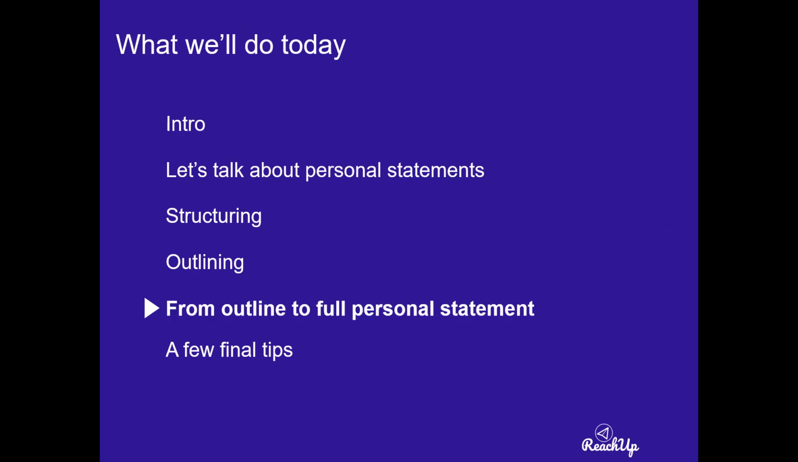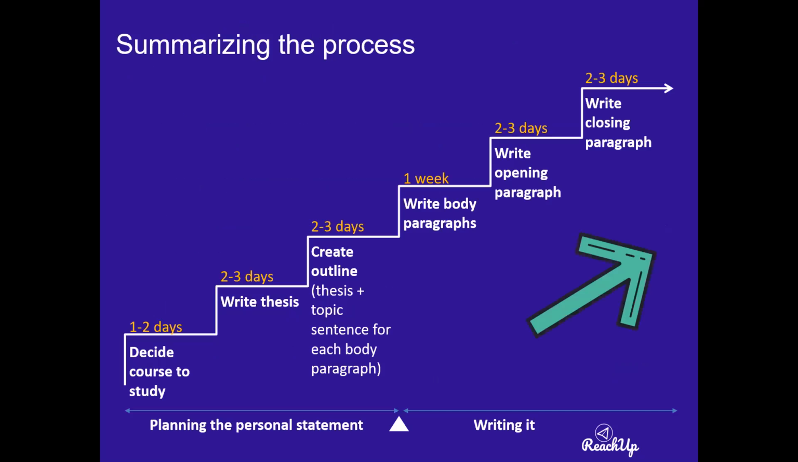How do you go from an outline, which you've just written as part of the previous exercise, to a full and good personal statement? If I summarize the entire process that we're going through today, or at least the first part of it, how do you go from deciding what you want to study in university to having a full personal statement complete?